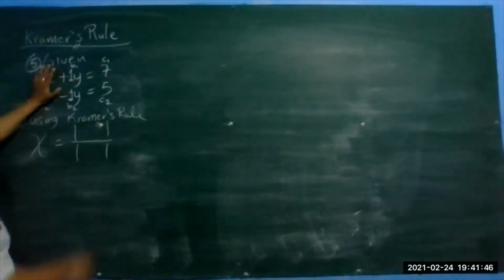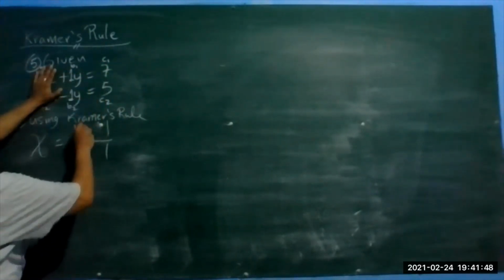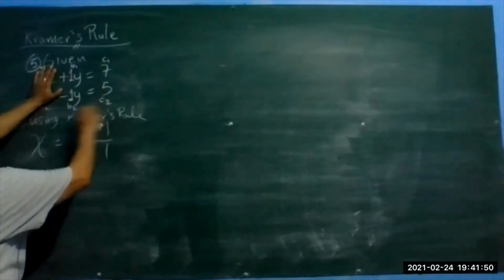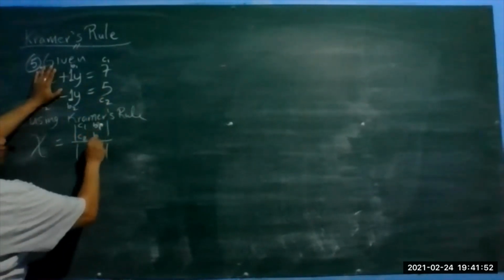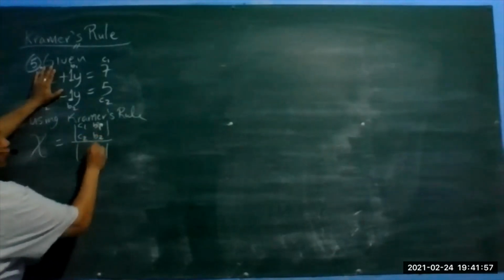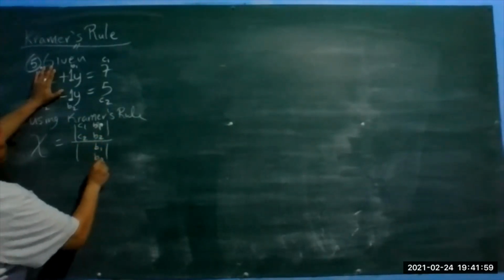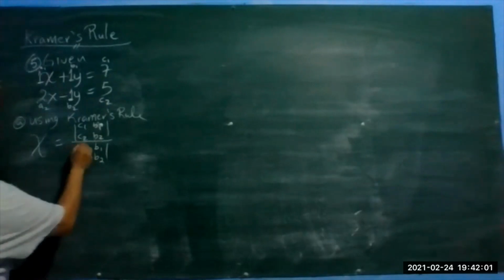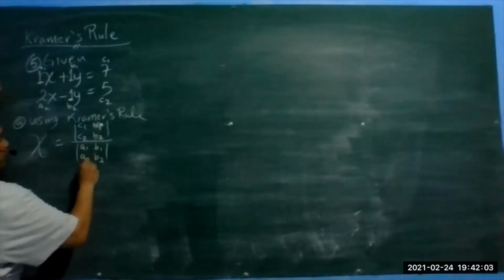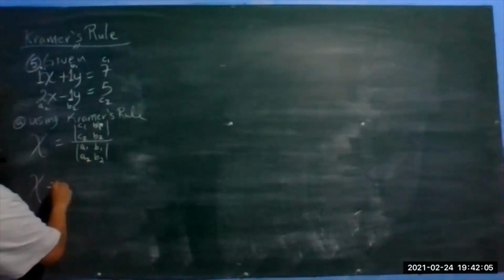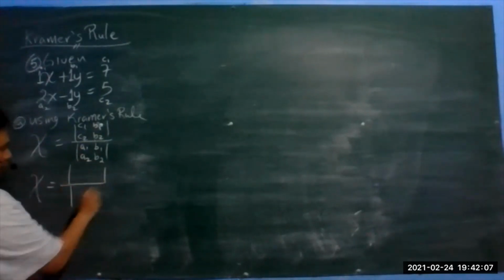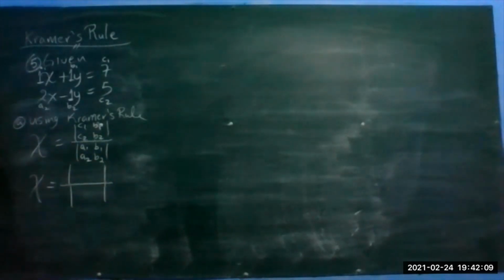All right, so I cover my x, so C1, B1, that's the top. C2, B2, that's the bottom row. This B1 and the B2 will come down to the denominator. And whatever I have covered, that is my numerator. All right? That's all the time.